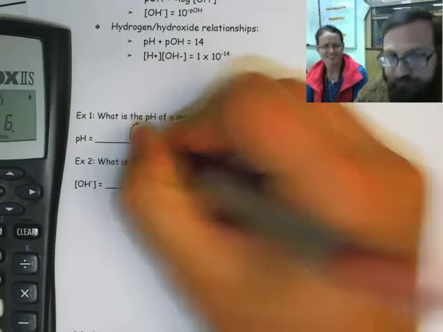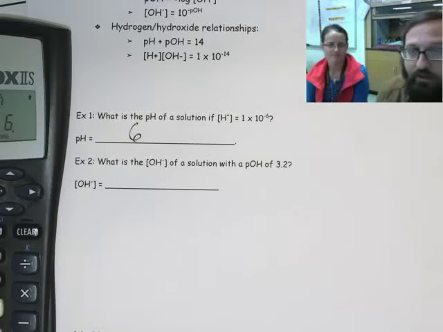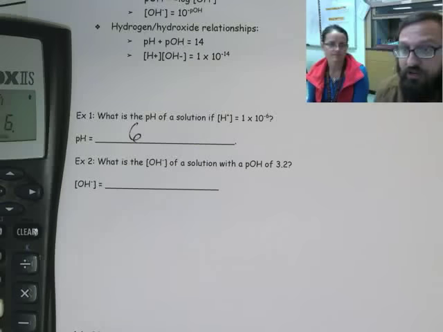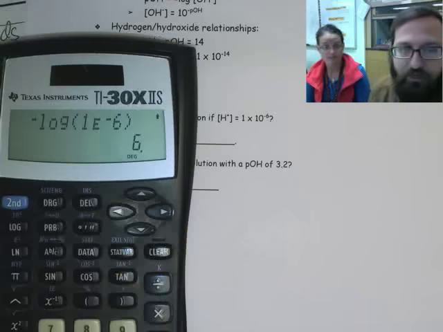So, if you're calculating your pH, you should get a number between 1 and 14. That was easy. And it's 6, so it's less than 7, so that would mean it's an acid, right?